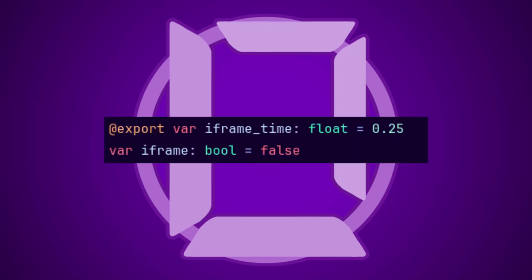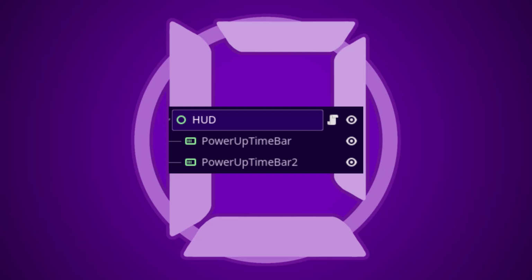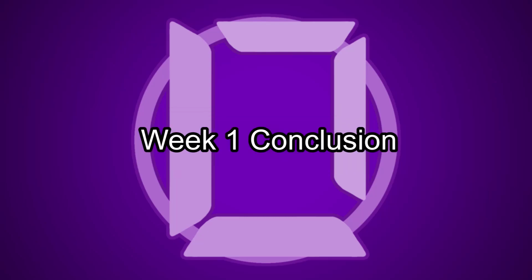I also created iframes so that when you're hit, you're invincible for a few milliseconds. Next, I created these three sprites for the power-ups and then created a control node called HUD, and then created a power-up timer at the top of the screen. That was all for week 1.